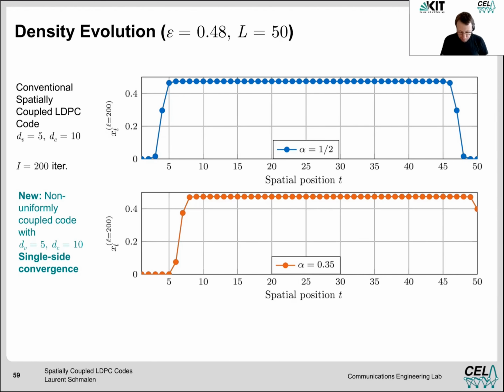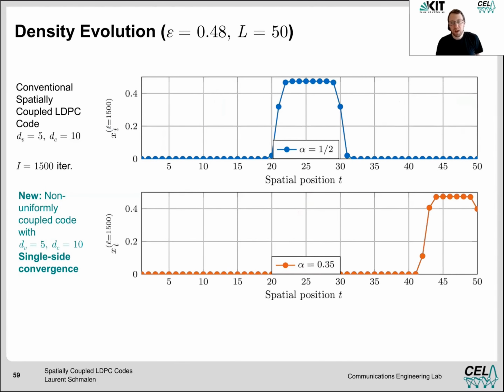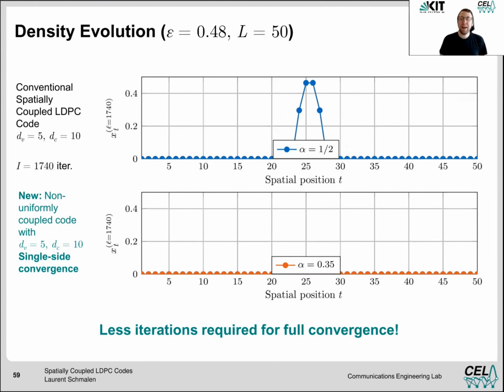So this is the non-uniform coupling. Alpha has been optimized to 0.35, and we can see that we are actually faster. And we even require fewer iterations for full convergence. After 1,700 iterations, we have already converged with the non-uniform coupled code, but not with the conventional one. And the wave this one-sided decoder needs to follow is significantly faster than the one in the conventional scheme.